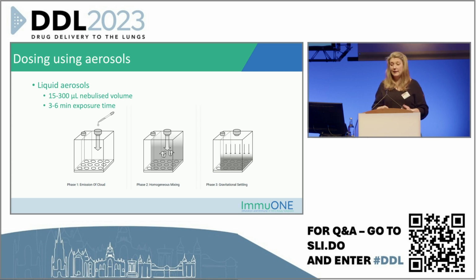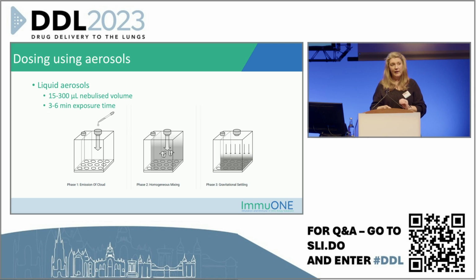Liquid aerosols are probably the easiest way to dose. There are several systems out there that can dose between 15 to 300 microliters of nebulized volume, and that exposure can be relatively short, around 5 minutes. So the solution is put in a chamber, emitted as a cloud, homogeneously mixed, and allowed to settle by gravitational sedimentation on the cells, which is great. The only problem with some systems is that it's not direct to the cell, so it's in a chamber with several cells exposed, but there are balances in there which can tell you the deposition on the cell. But still, there is variability within that system.